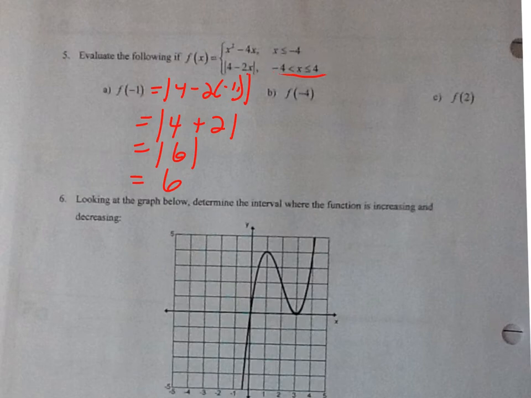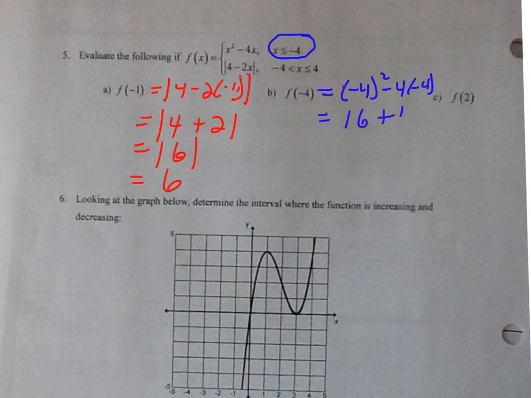Okay, next one. I have f of negative 4. So f of negative 4, I have to use this one because it says x is less than or equal to negative 4. So it'll be negative 4 squared minus 4 times negative 4. Negative 4 squared is 16 plus 16, which is equal to 32.